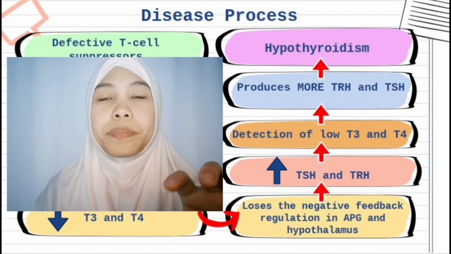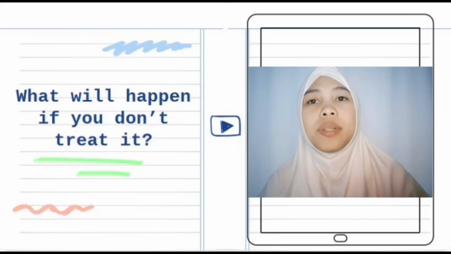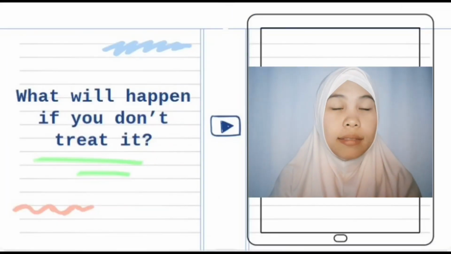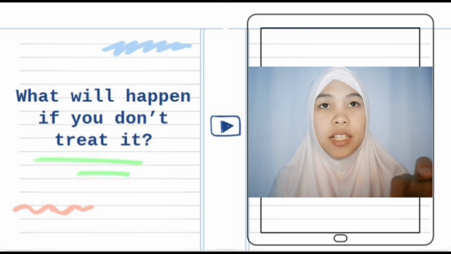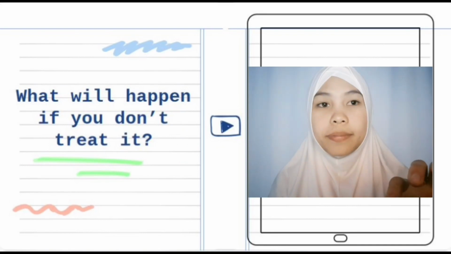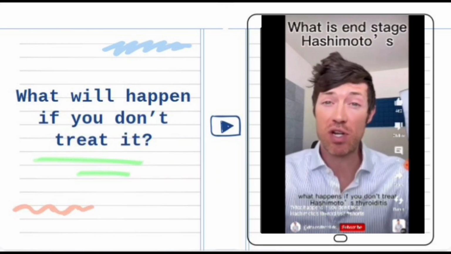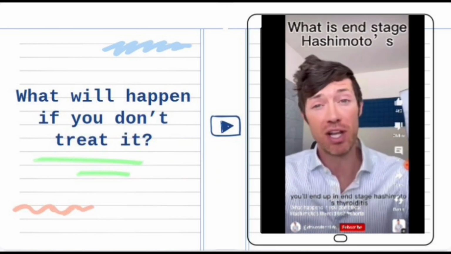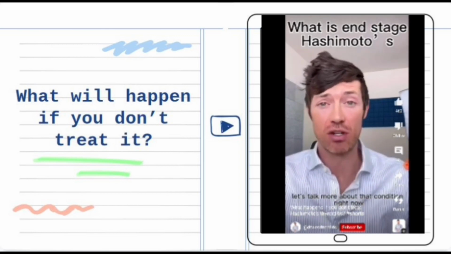And then, now let's proceed. What will happen if you don't treat Hashimoto's disease? So please watch this video and understand it. What happens if you don't treat Hashimoto's thyroiditis? You'll end up in end-stage Hashimoto's thyroiditis. Let's talk more about that condition right now.